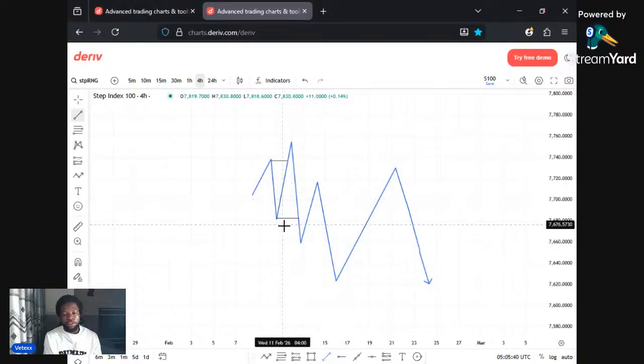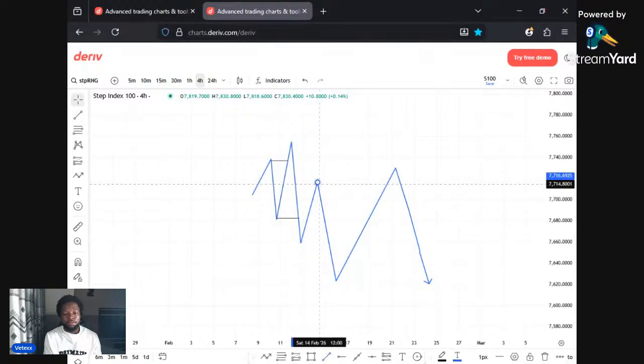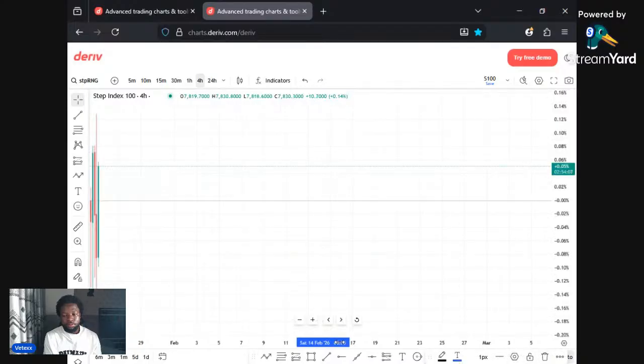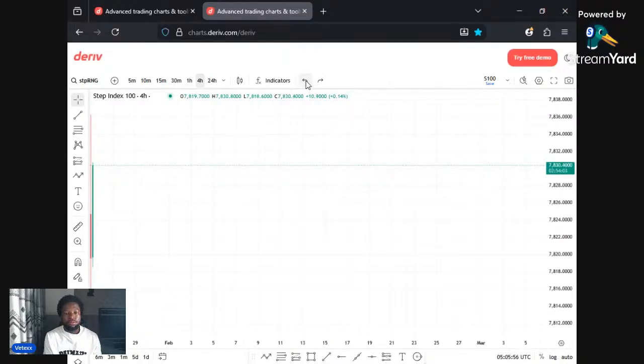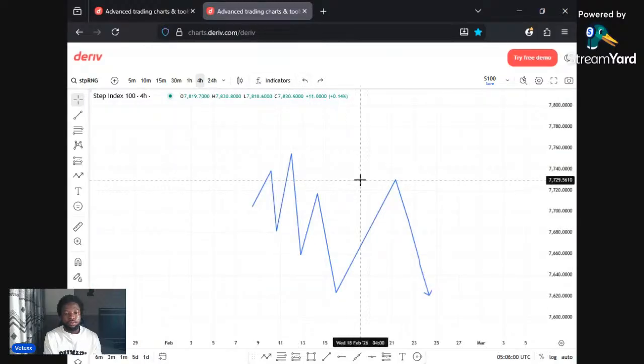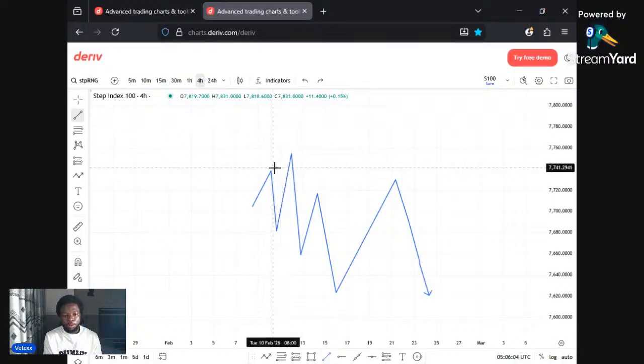You can see that after price takes out this newly created low, giving us our first break of structure, it retraced 50% to give us our structural liquidity. Okay, let me mark it all over again.